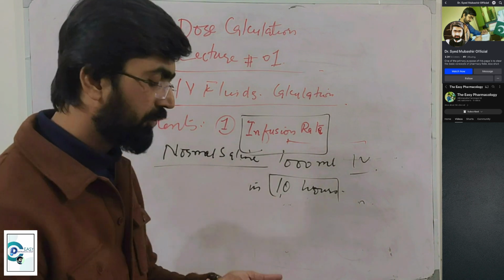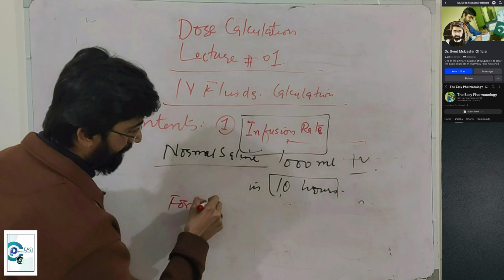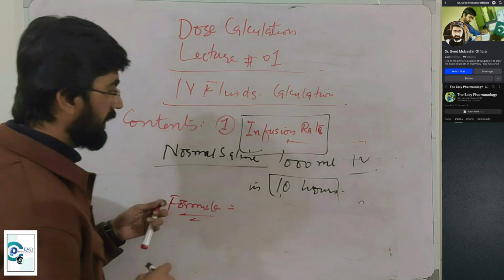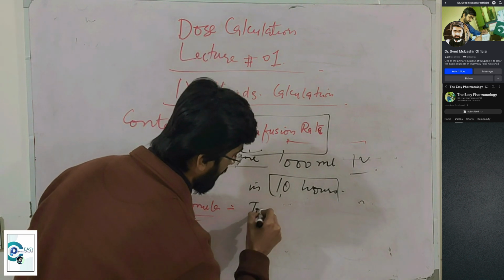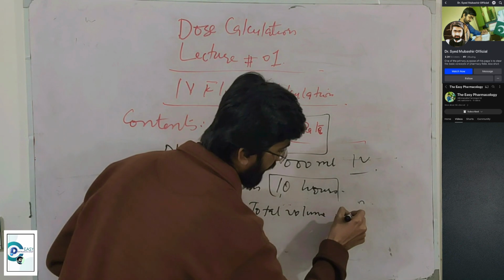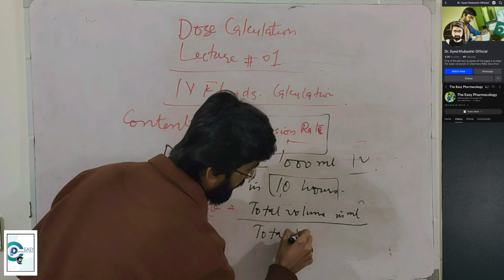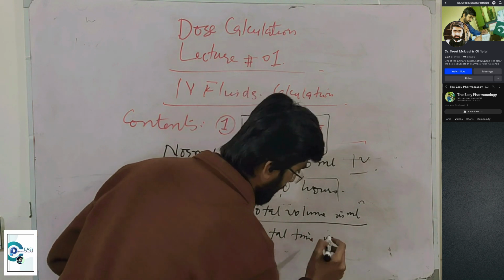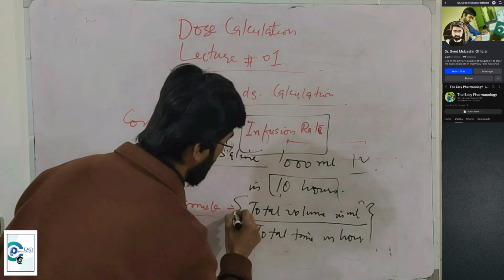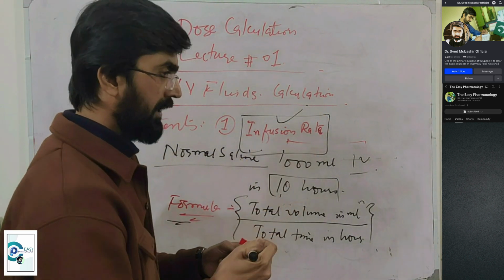There is a formula to calculate the infusion rate. What is that formula? The formula: total volume in ml divided by total time in hours. This is the formula to calculate the infusion rate.